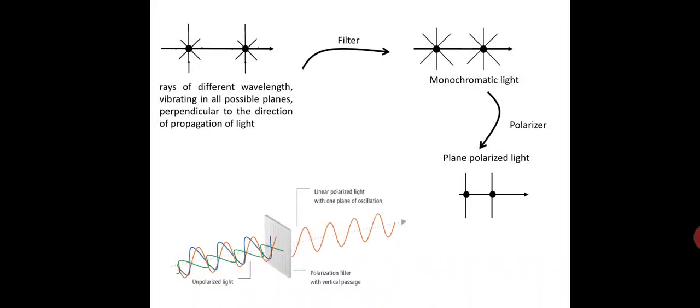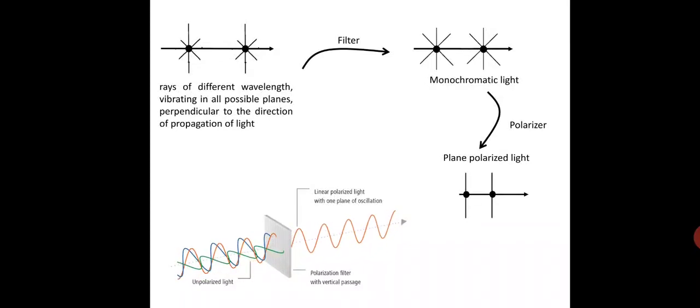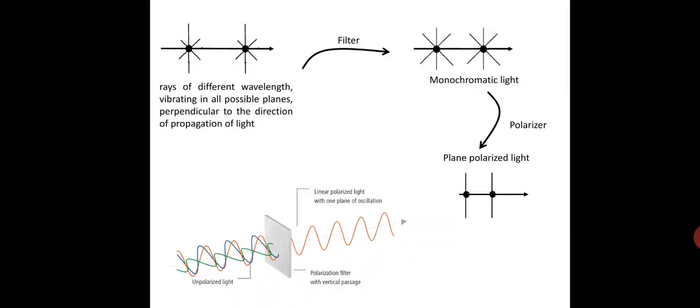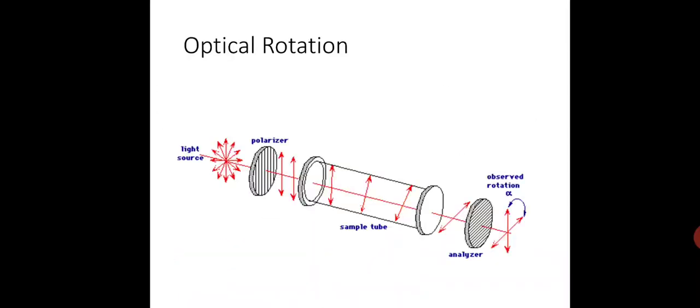When this monochromatic light is passed through a polarizer, an example is a nicol prism, it will be converted to plane polarized light. Here you can see an animation showing how we can convert unpolarized light to polarized light by passing it through a polarizer. In this figure you have monochromatic radiation, and it is passed through a polarizer, and this polarizer converts the monochromatic light to plane polarized light.